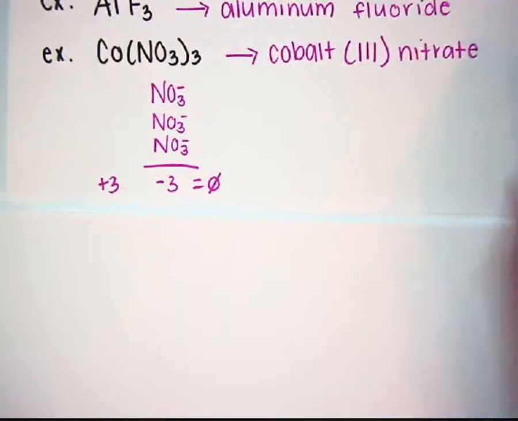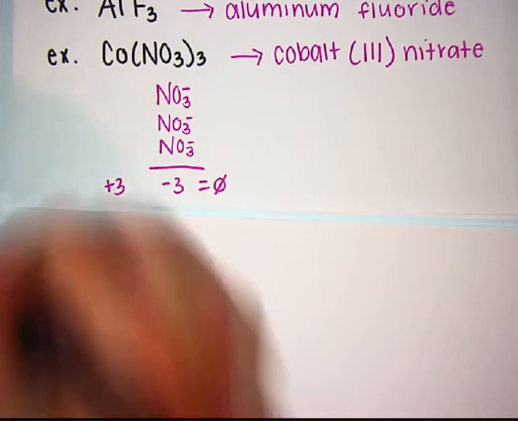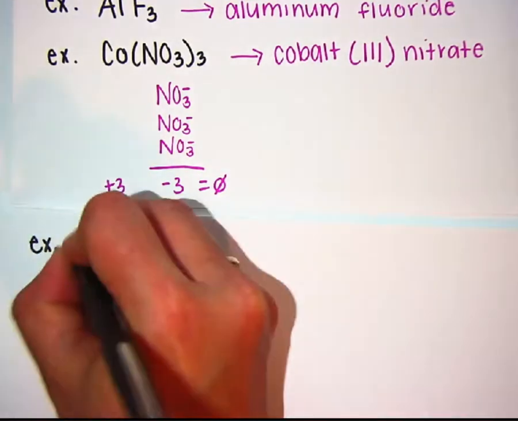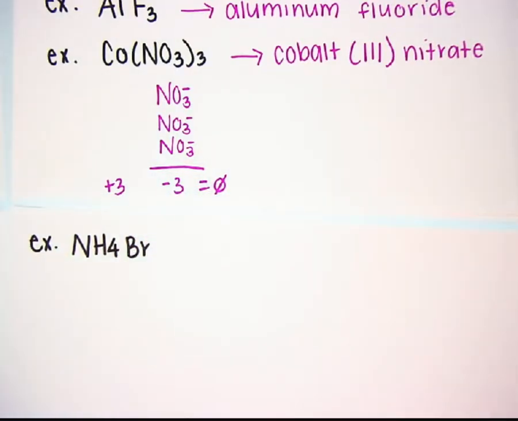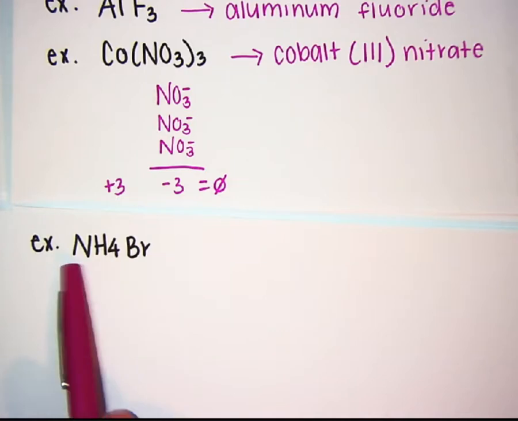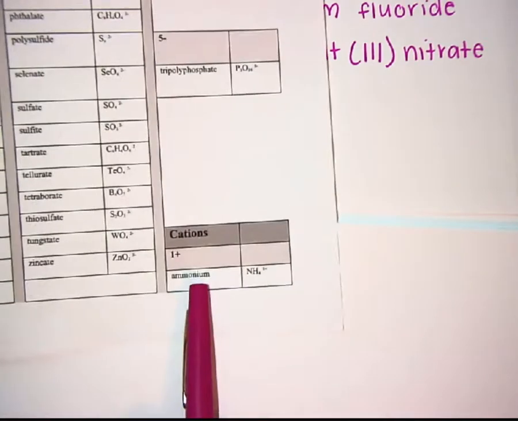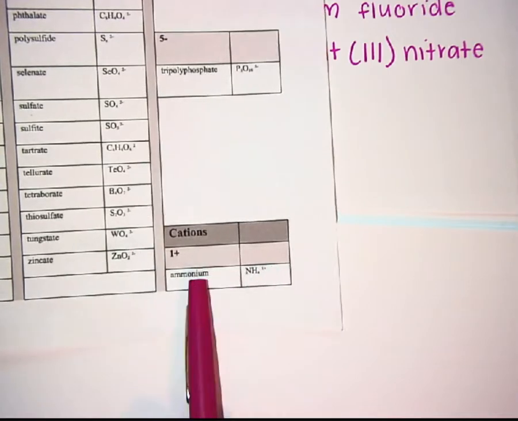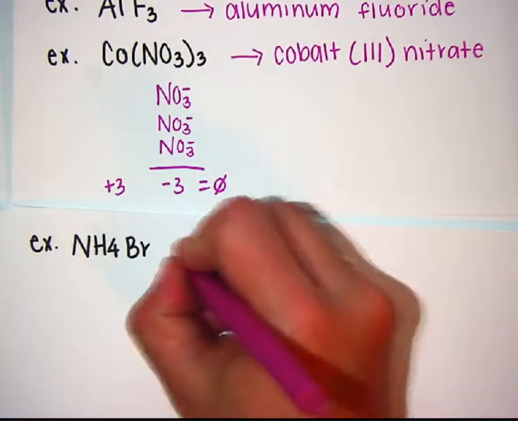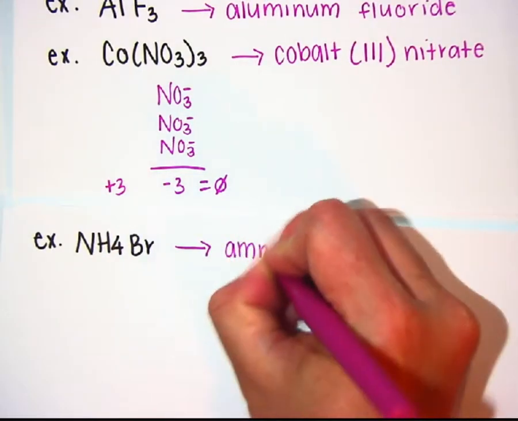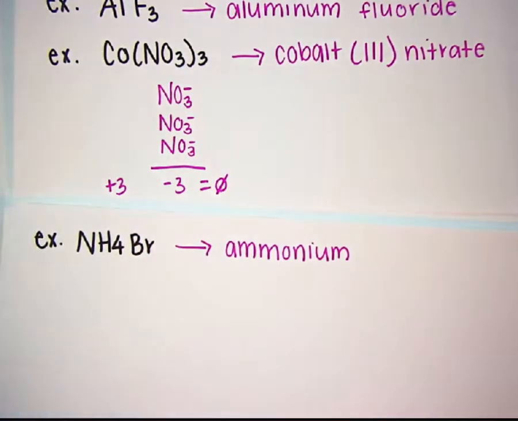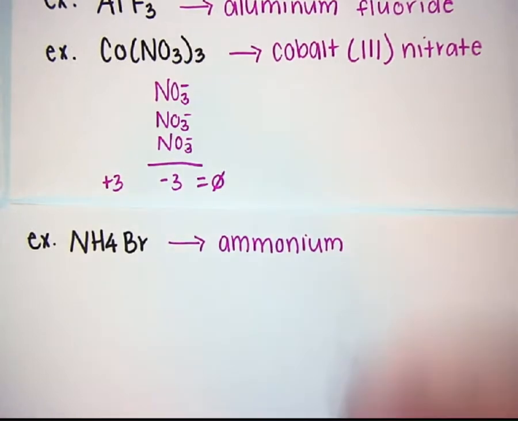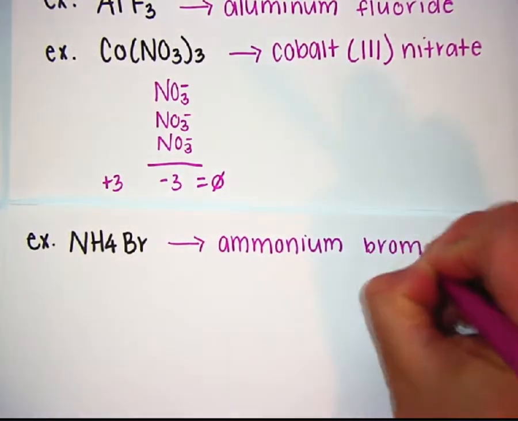Next example. NH4Br. Again, ternary. I have 3 elements. NH4 is a polyatomic ion. It is ammonium. Find NH4, it is ammonium. Bromine, an element on the periodic table. We are going to drop the ending and add IDE. Bromine becomes bromide.